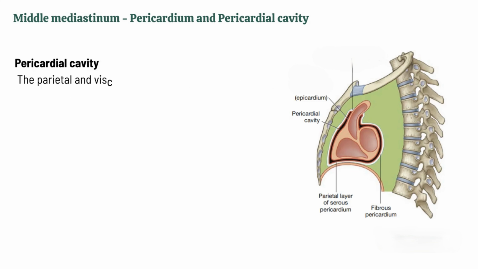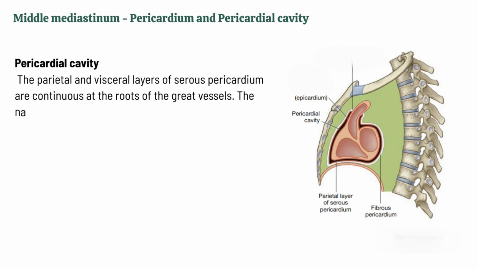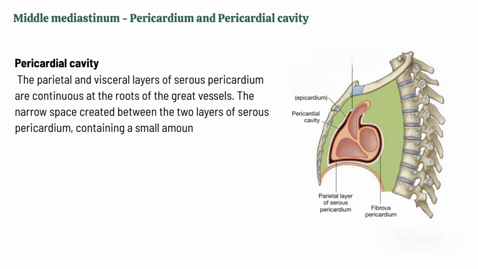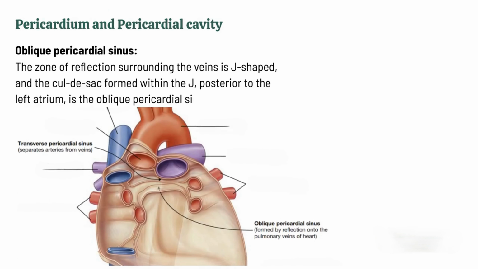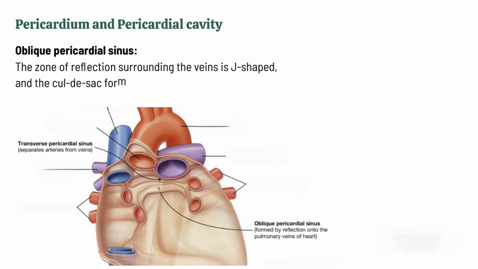The pericardial cavity is a potential space between the visceral and parietal pericardial layers, which meet at lines of attachment on the surfaces of the heart and the great vessels. Normally, up to 50 ml of fluid can be present within the pericardial sac. Oblique pericardial sinus. The zone of reflection surrounding the veins is J-shaped, and the cul-de-sac formed within the J, posterior to the left atrium, is the oblique pericardial sinus.